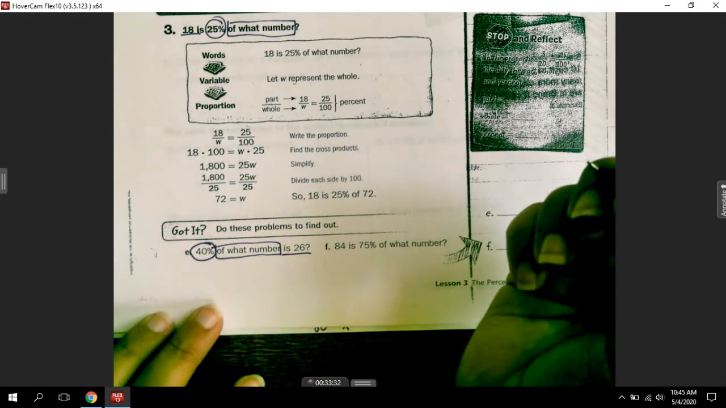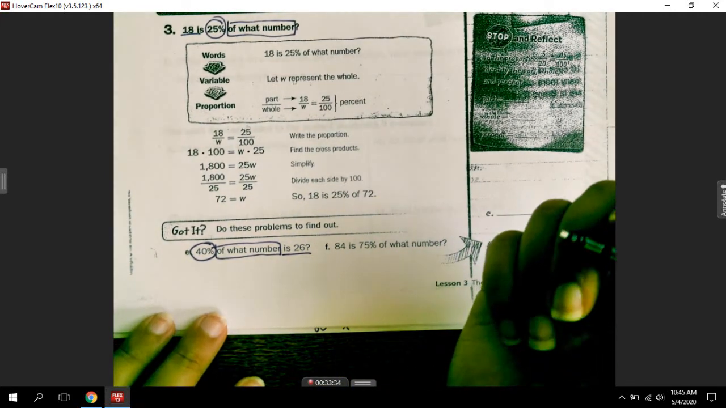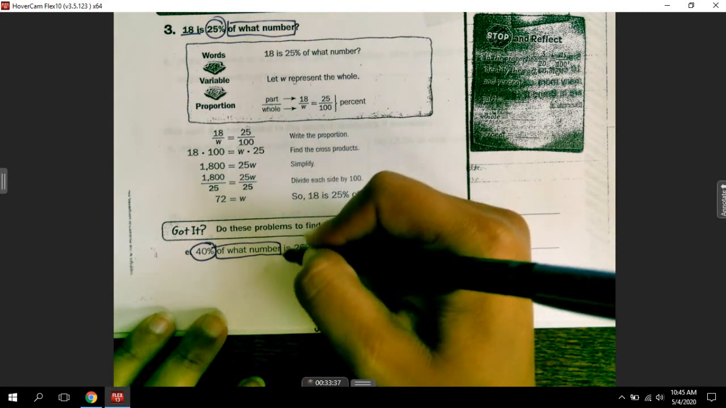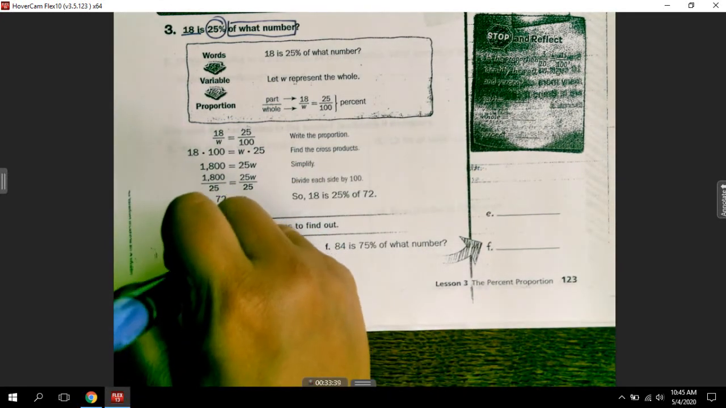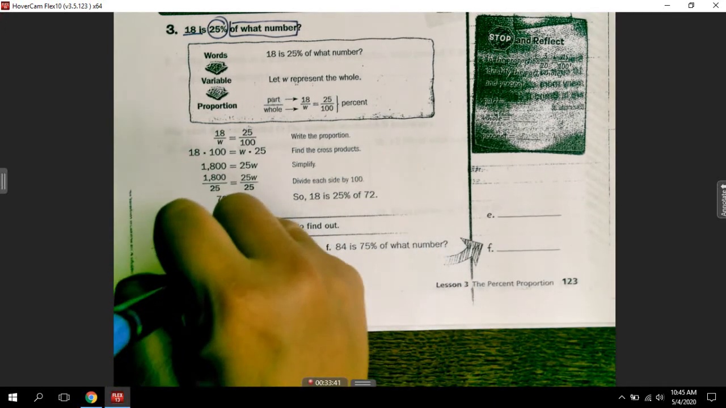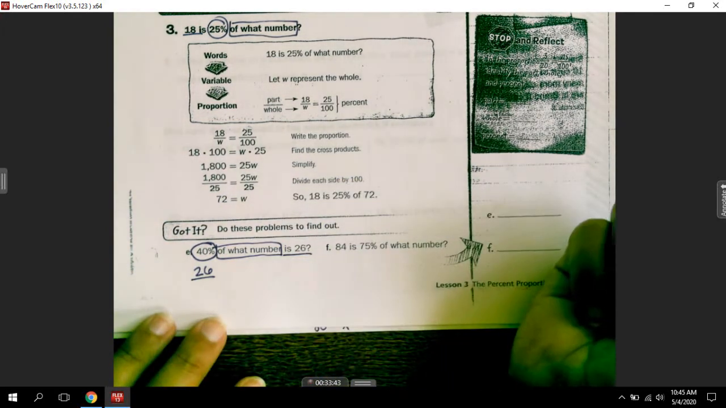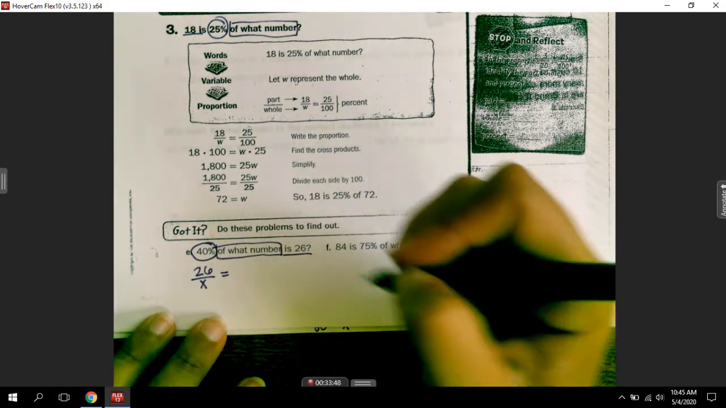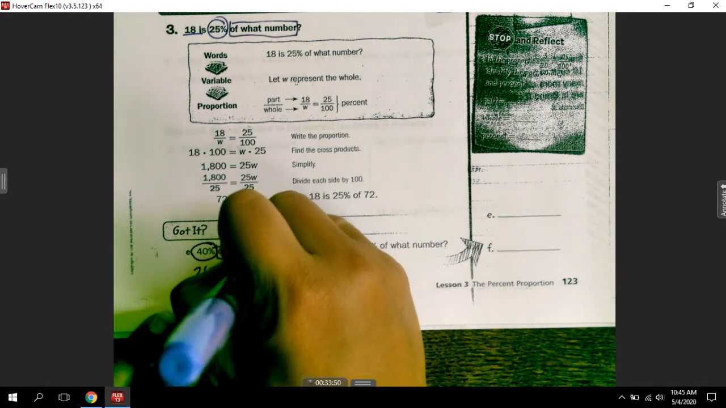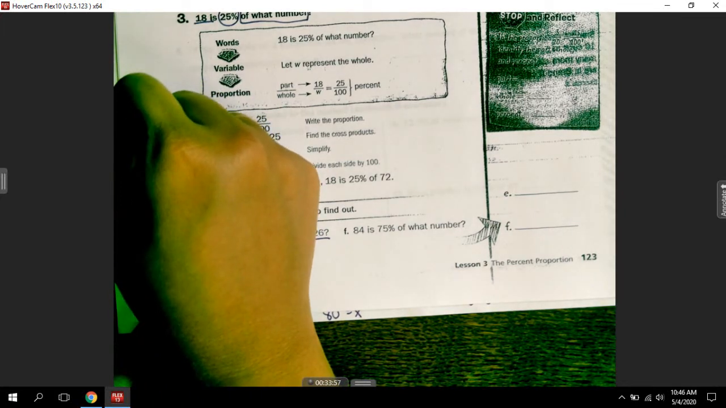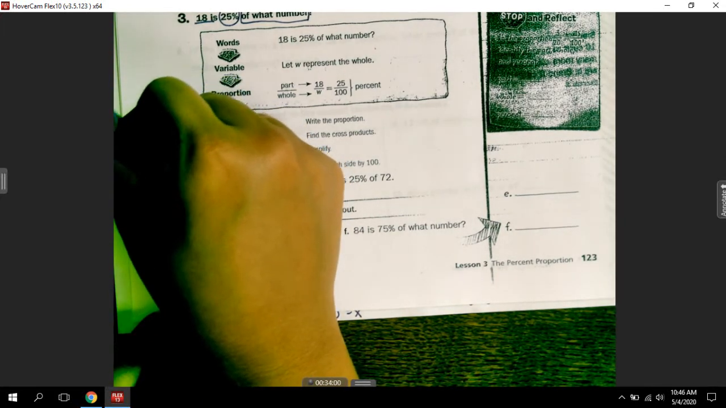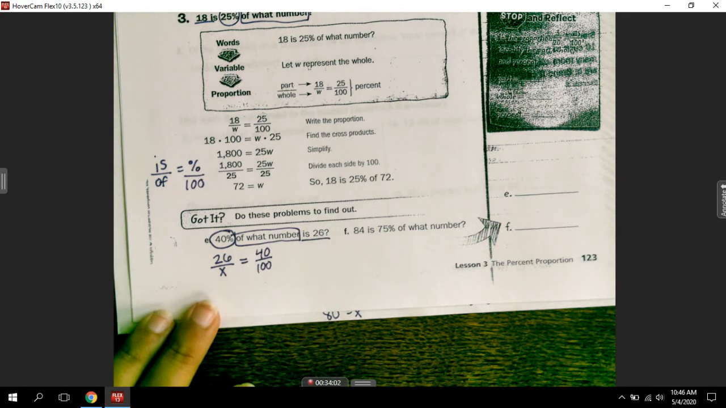So again, going back to is over of equals percent over 100. Is 26, so you're replacing the top with 26. Over of, which is what we're trying to find, so I'm just going to use x again. And then percent over 100, which is 40 over 100. If you need to, write is over of equals percent over 100 up here to remind you. That's how we're getting that proportion.